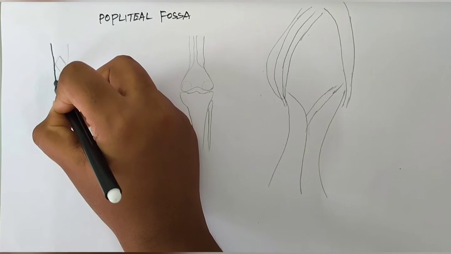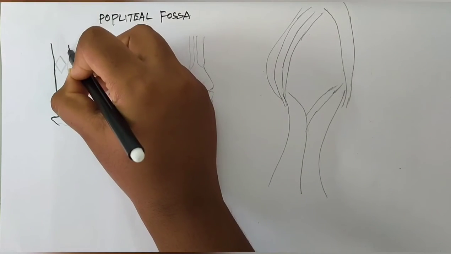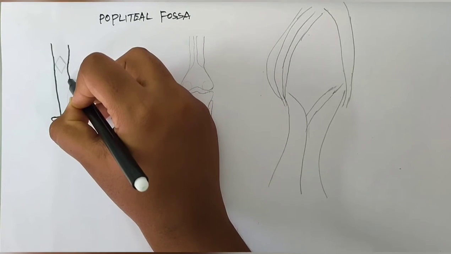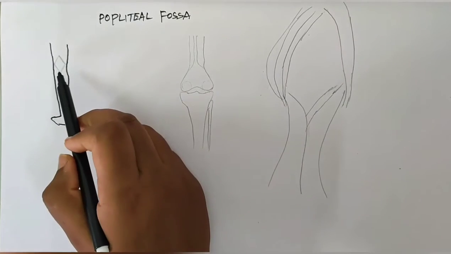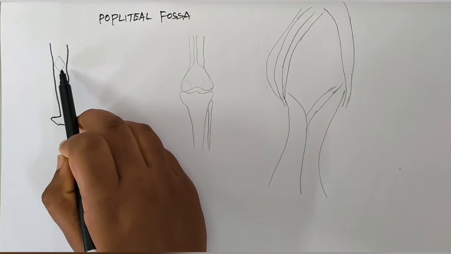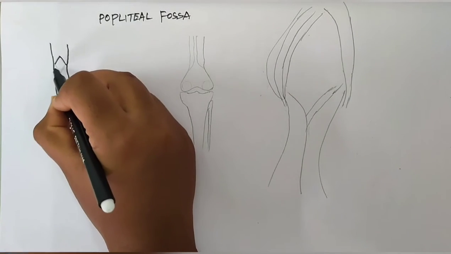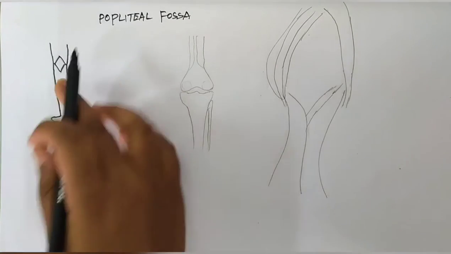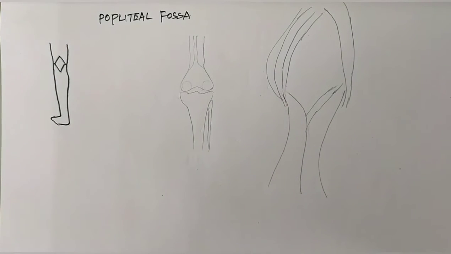It is located just behind the knee joint. Posterior to the knee joint we can see popliteal fossa. This popliteal fossa is a diamond-shaped depression, just behind the knee joint.